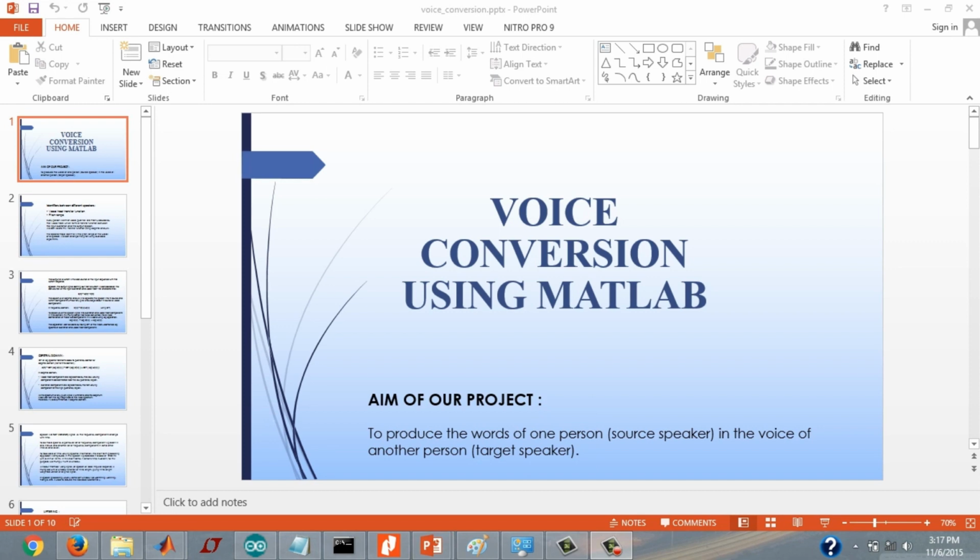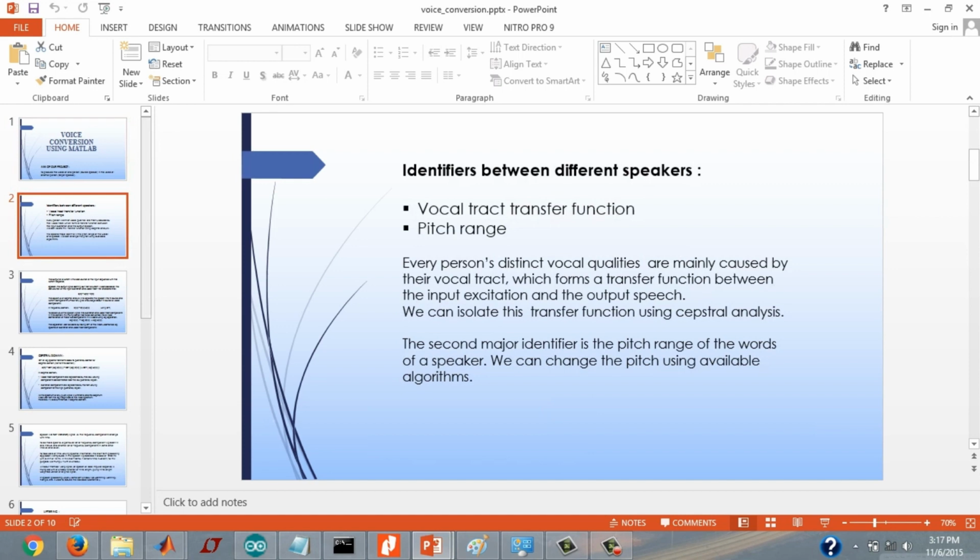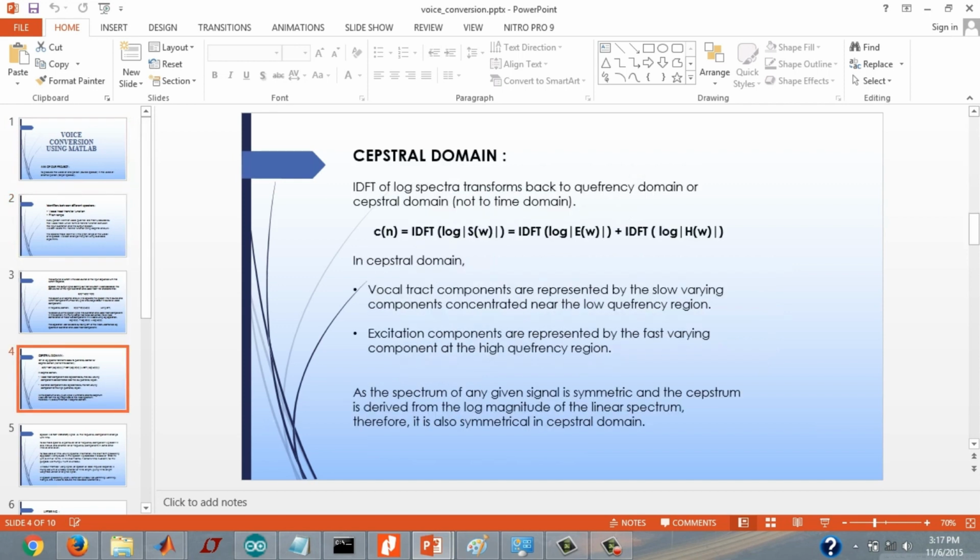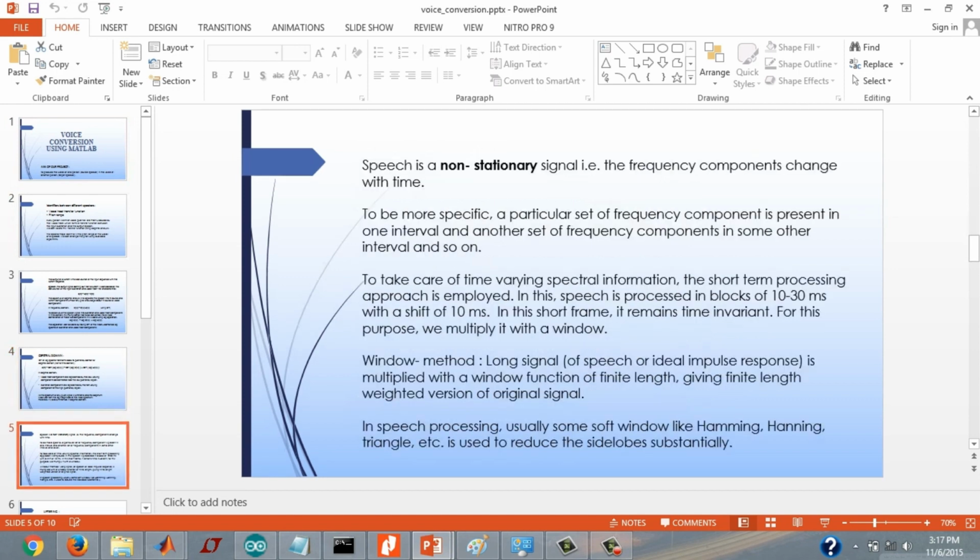So, first of all, we need to identify different speakers. We can identify different speakers using their vocal tract transfer function and their pitch range. So for extracting the vocal tract transfer function, we use cepstral domain analysis.